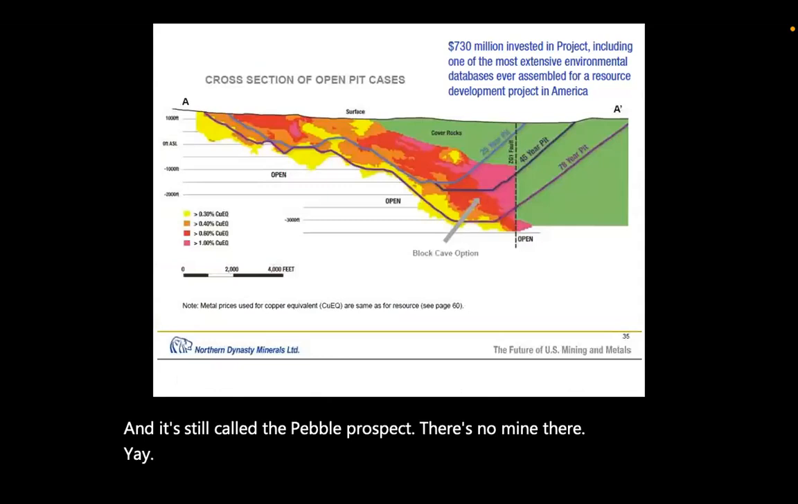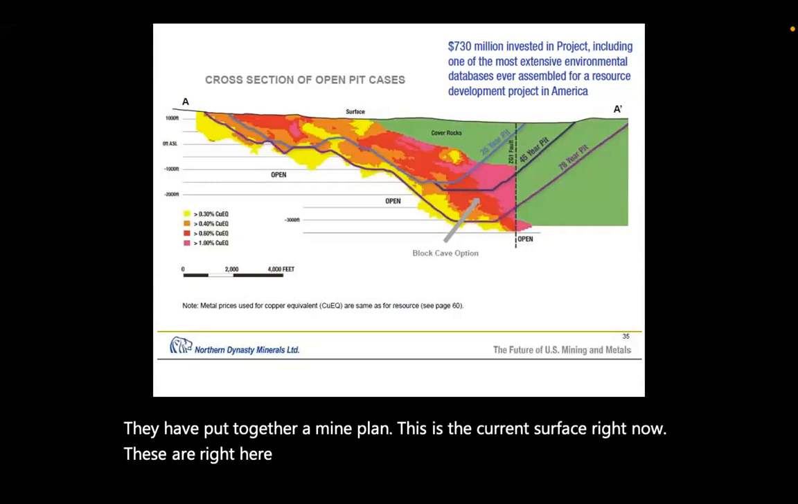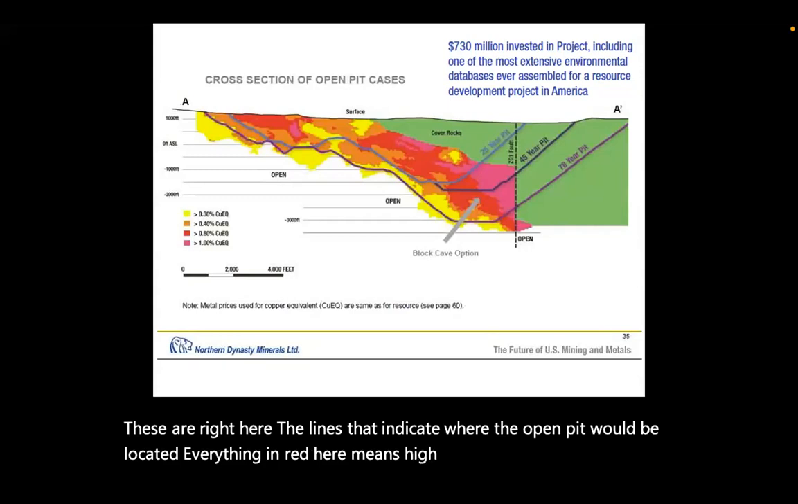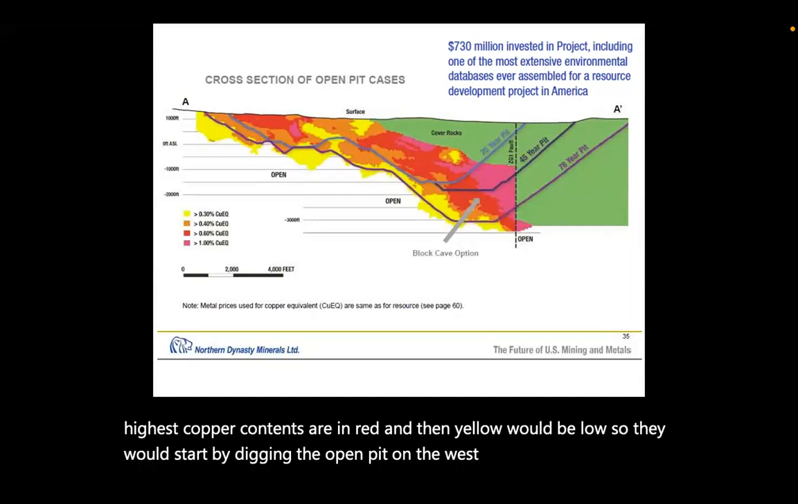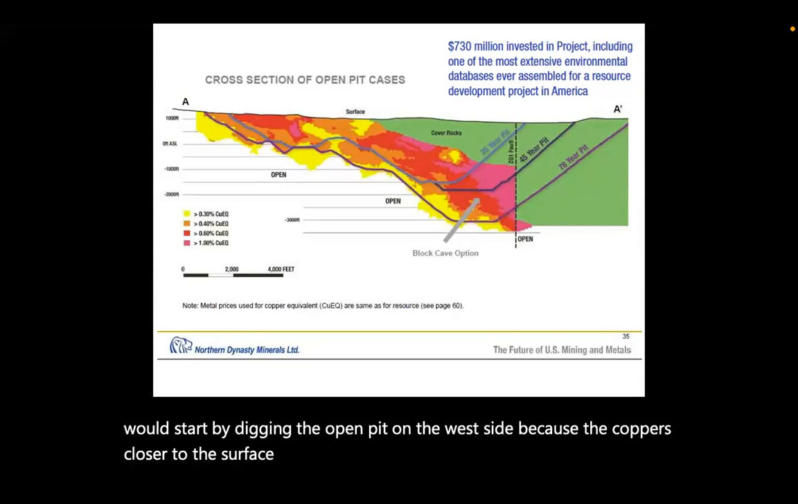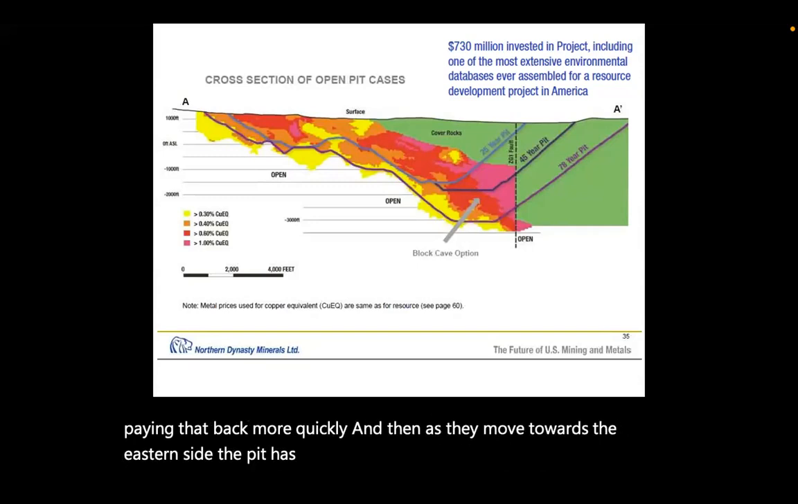They have put together a mine plan. This is the current surface right now. These lines indicate where the open pit would be located. Everything in red means high copper concentration. The highest copper contents are in red, and yellow would be low. They would start by digging the open pit on the west side because the copper is closer to the surface, so all the money they borrowed, they can start paying back more quickly. Then as they move towards the eastern side, the pit has to get bigger because the copper is deeper.